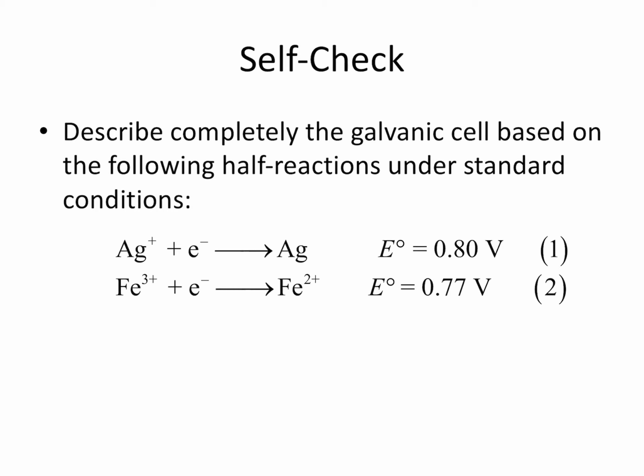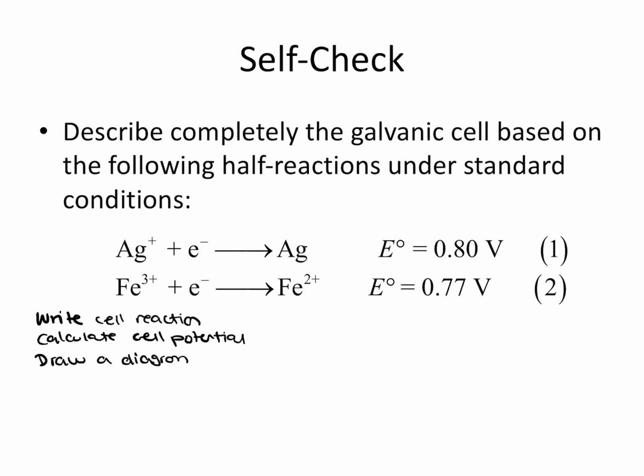Now here we have another self-check. Describe completely the galvanic cell based on the following reactions under standard conditions. So this problem basically takes everything into account. What I want you to do is write the cell reaction, calculate cell potential, draw a diagram of the cell, and notate the cell with the notation we learned.